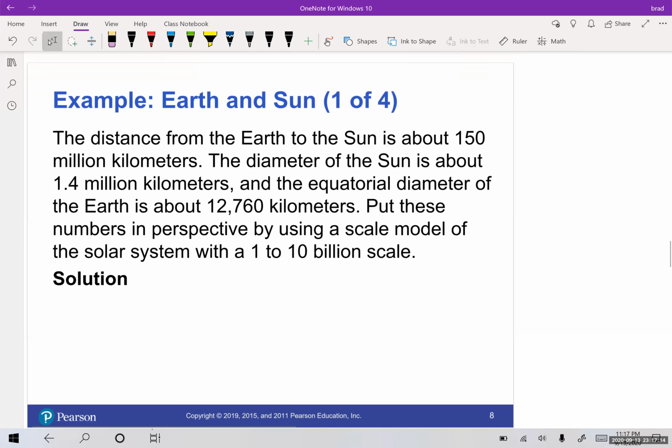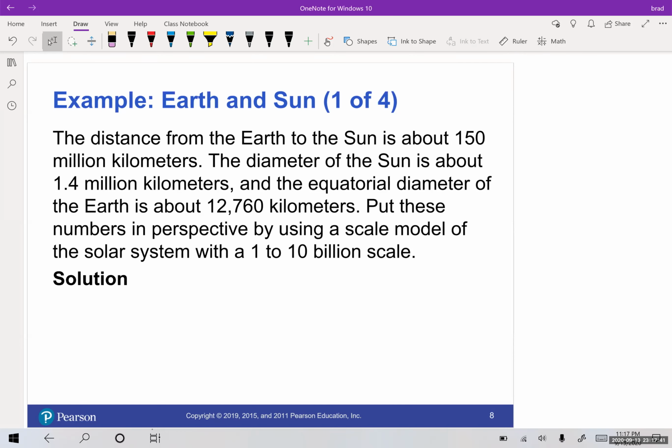So it says the distance from Earth to the sun is about 150 million kilometers. The diameter of the sun is about 1.4 million kilometers. And the equatorial diameter of the Earth is about 12,760 kilometers. Put these numbers in perspective by using a scale model of the solar system with a 1 to 10 billion scale. Oh boy. So this is going to be some writing.